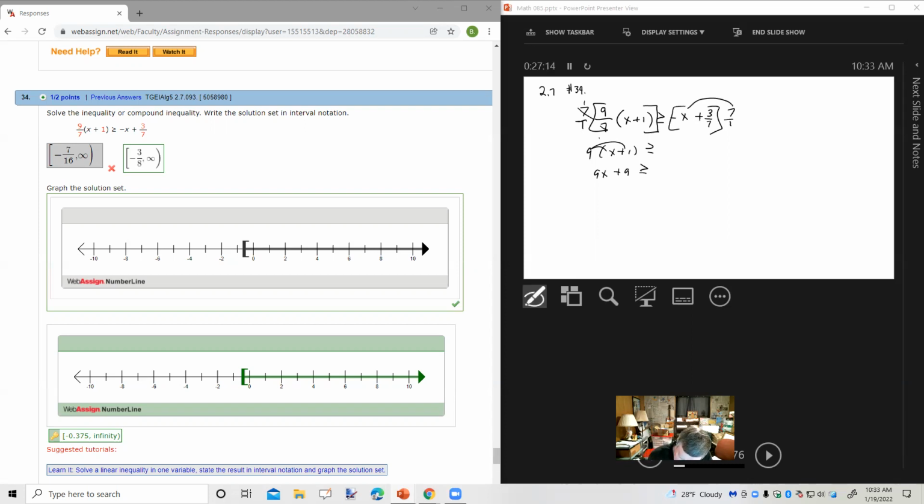On the right side, I've got negative x times 7, which is negative 7x, and then 3/7 times 7/1, which would be plus 3. So clearing the fraction, distributing, combining like terms, we've got this statement. Going on, I'm going to add 7x to both sides of the inequality. 16x plus 9 greater than or equal to 3. I'll subtract 9 from both sides. 16x greater than or equal to negative 6. I'll divide both sides by 16, x greater than or equal to negative 3/8. Writing that in interval notation, negative 3/8, comma, infinity, bracket on negative 3/8 and parentheses on infinity. So there we have that problem worked out.